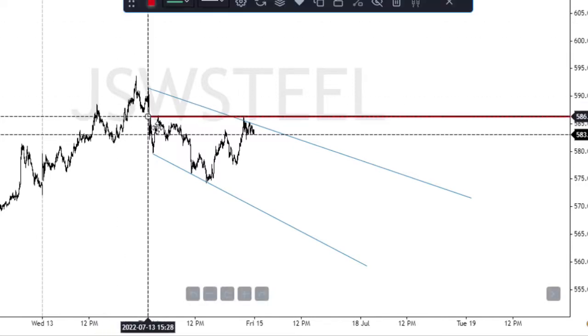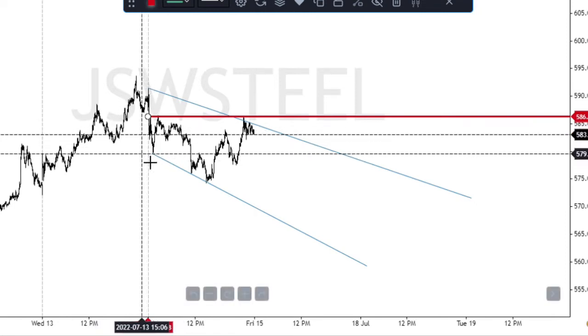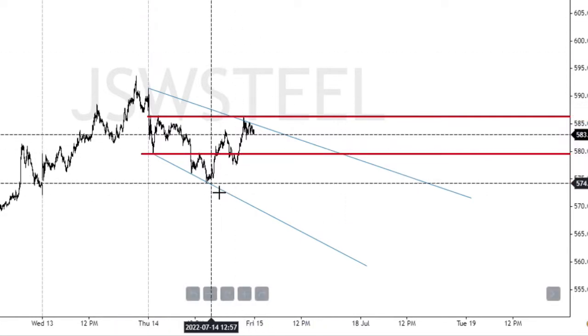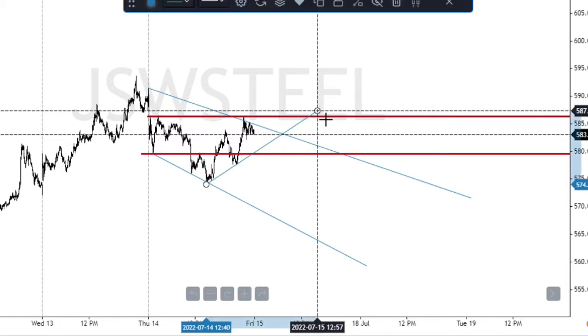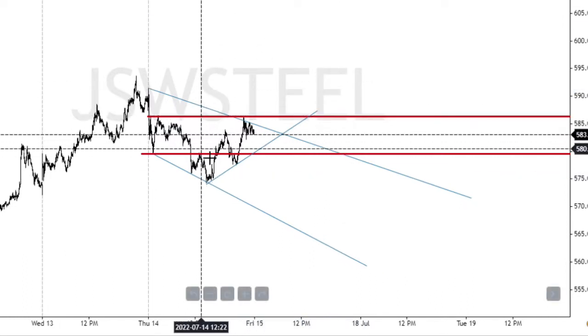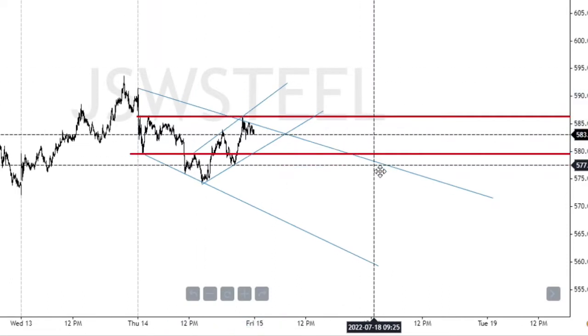After that I drew this resistance area and this support area. Usually the price was between these two levels, and I will draw a trend line here to see how the price responds today and how the price respects it.